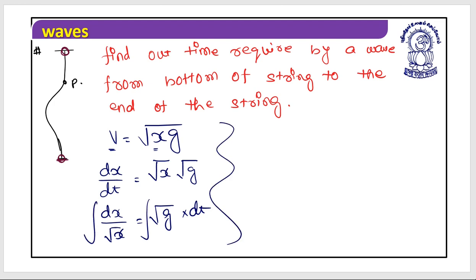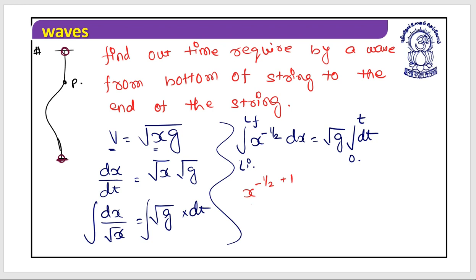If I integrate this on both sides, this is the integration of dx by under root of x, so the integration of x to the power minus half into dx, equal to root of g times the integration of dt. This is from L initial to L final, and from 0 seconds to t seconds. As it is the integration of x to the power minus half dx, this will be equal to x to the power minus half plus 1, divided by minus half plus 1.